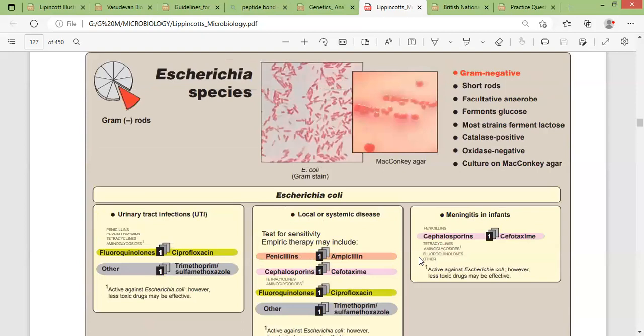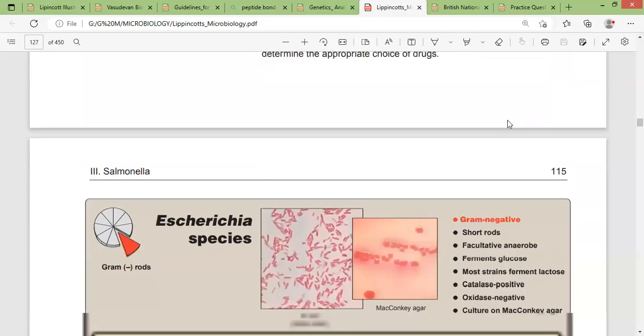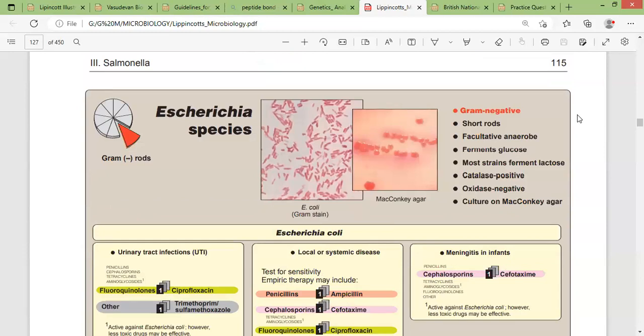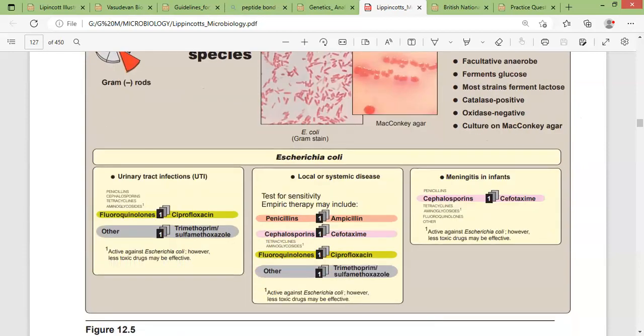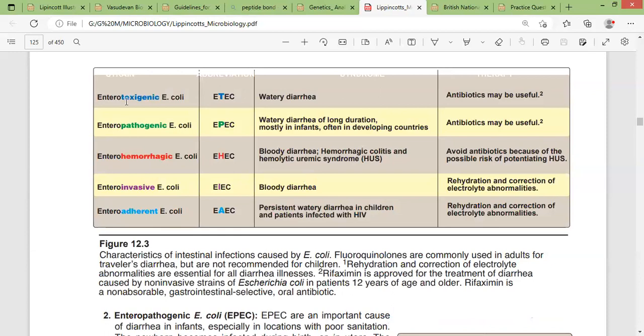So for E. coli, let's look at the take-home message. Number one, they're facultative anaerobes. The other thing you can remember is catalase positive, like our friend Staphylococcus, right? Catalase positive, it ferments glucose. Then when it comes to the classification, we mentioned the 5 types. There's the pathogenic, the invasive, the hemorrhagic, the adherent, and the toxigenic.